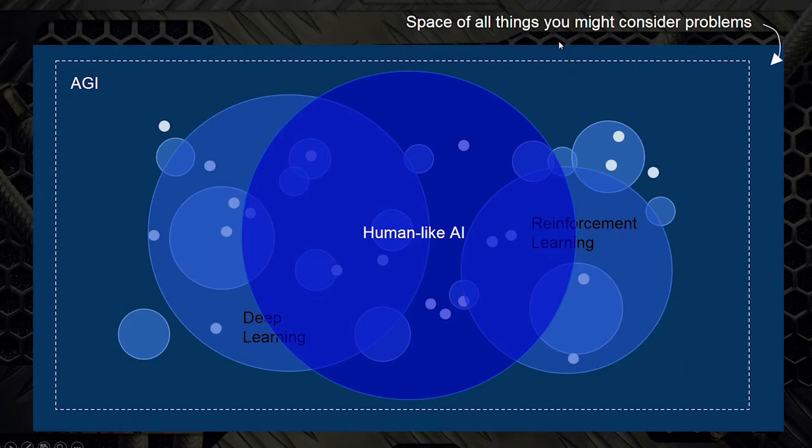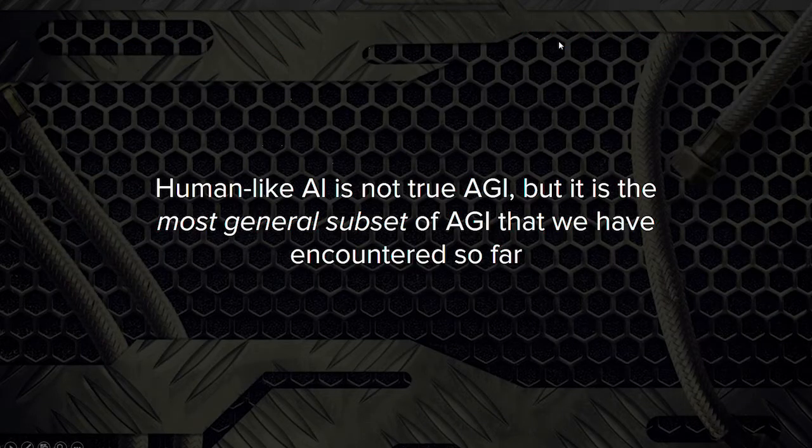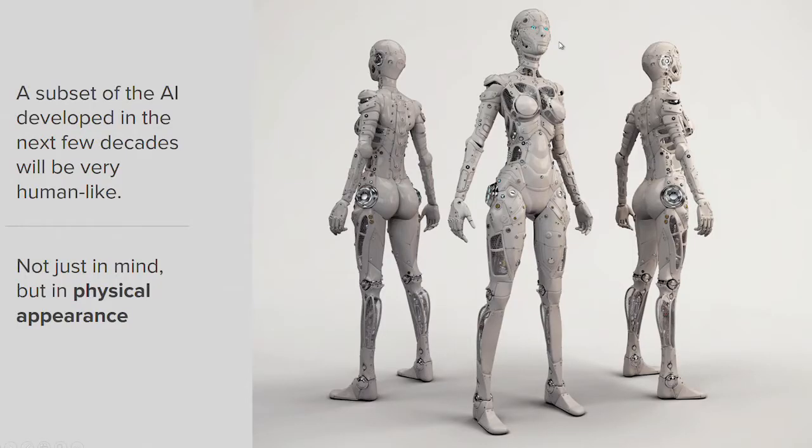And I actually think human-like AI is not going to be true AGI, but it's the most general subset of AGI that we've encountered so far. So this is what I'd like to see in the future. What happens when you put embodiment and human-like AI together? You get human-like robots. I think in the future, a subset of the kind of AI we develop will be very human-like, not just in mind, but in physical appearance.